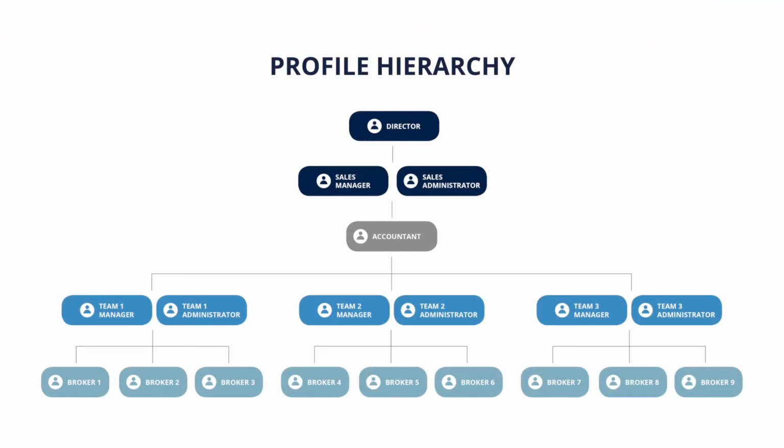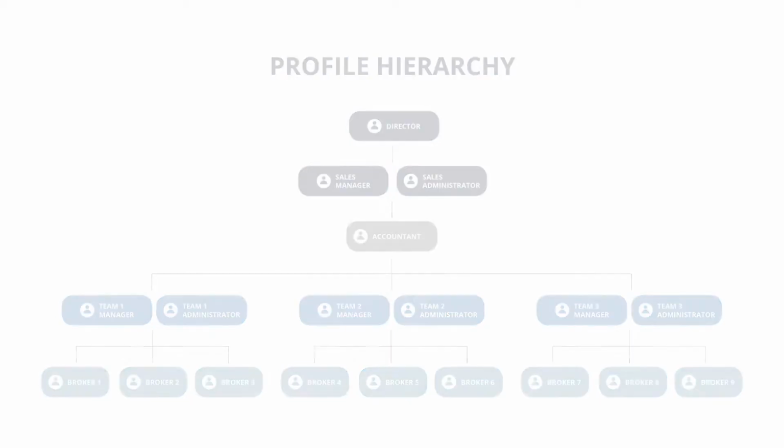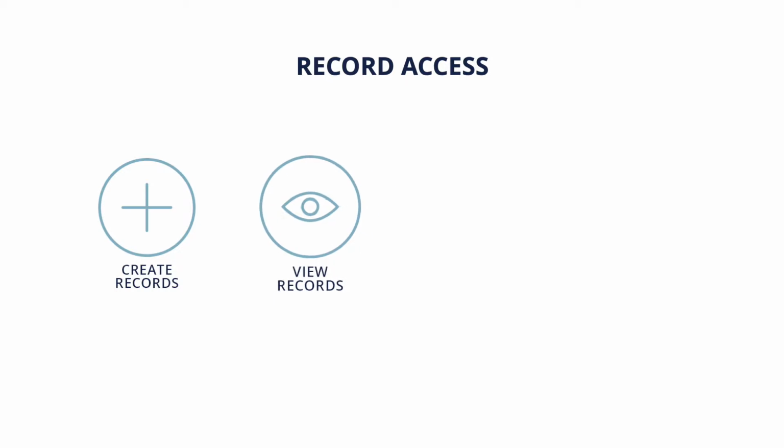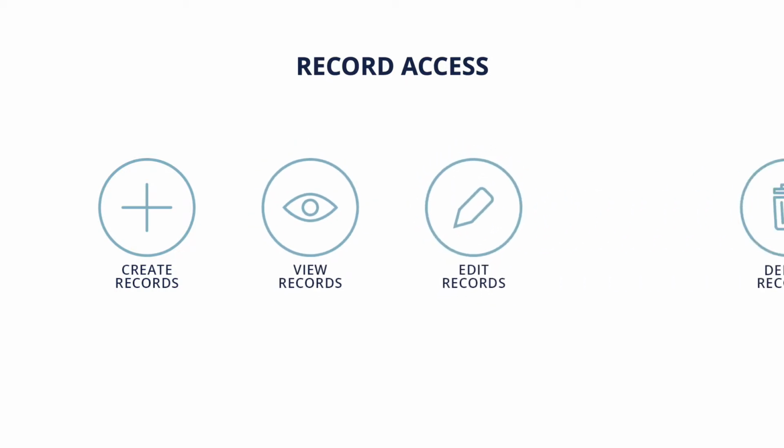There are various profile types in Property Nexus CRM that allow the company to control who has the ability to create and access a record. Record access is done in 4 different ways: creating, viewing, editing, and deleting.